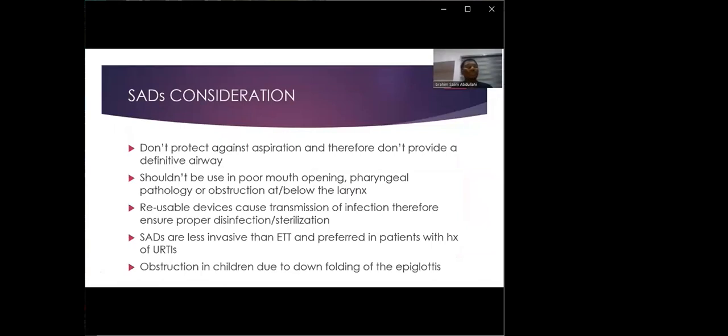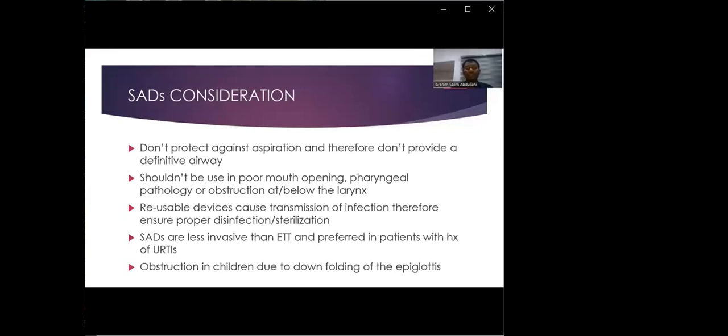So what are the considerations for the use of supraglottic airway devices? One, the provider should know that they don't protect against aspiration and therefore don't provide a definitive airway. So they have to be used in an elective patient who has been fasted and doesn't have any risk of regurgitation and aspiration, and shouldn't be used in poor mouth opening, pharyngeal pathology, or obstruction at or below the larynx, because they sit above the larynx. So where there is obstruction, it means that the intended gases will not reach the lungs.